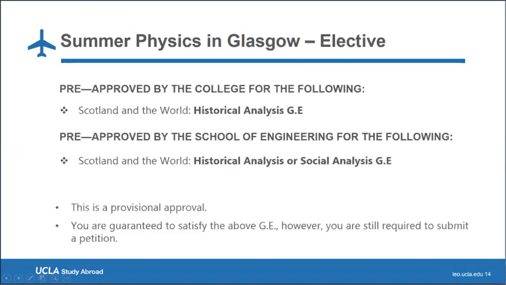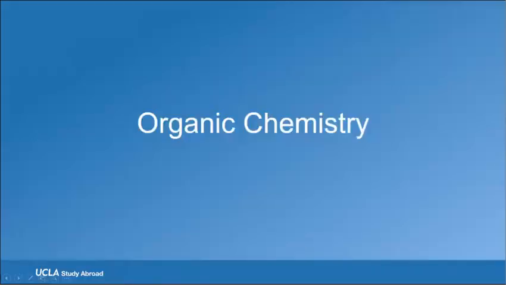It's been pre-approved by the college to satisfy the historical analysis GE, and it's been pre-approved by the School of Engineering to satisfy the historical or social analysis GE. Once again, that's an or, so either one can be satisfied. Also, a provisional approval, and you're guaranteed the credit, just petition is still required once it's all applicable on your UCLA record. So now let's dive into the organic chemistry program.